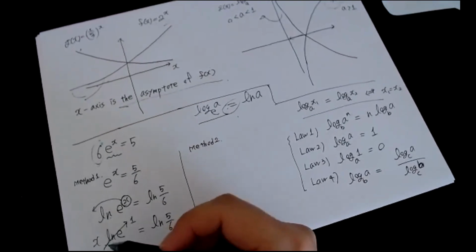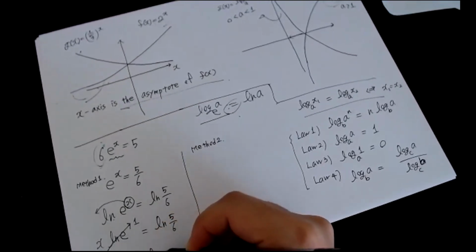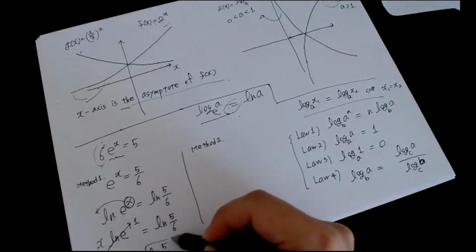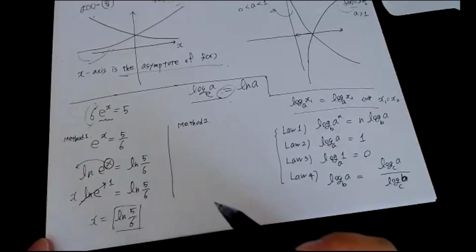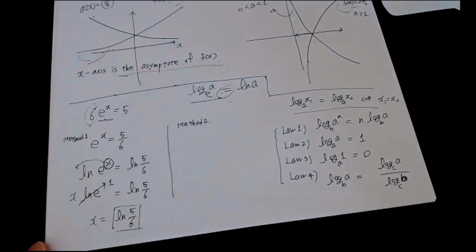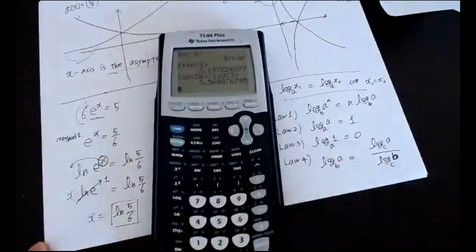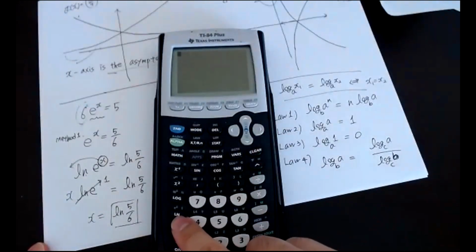Back to here. Now we got x is equal to natural log of 5 over 6. You still may not get it because natural log of 5 over 6 looks like a complex abstraction, but actually this is a number. How can you figure that out? Just let me use a calculator. So here, you see the natural log right there.